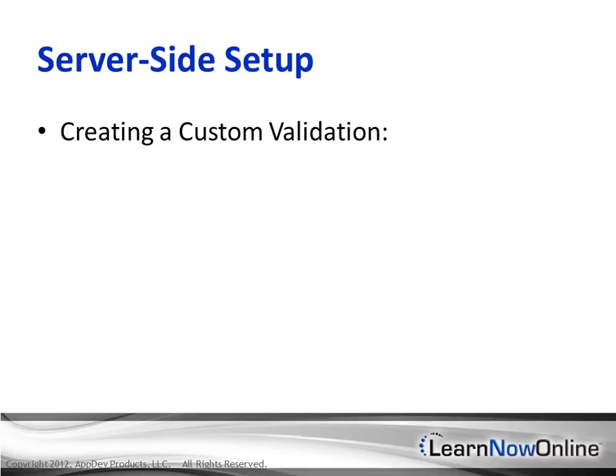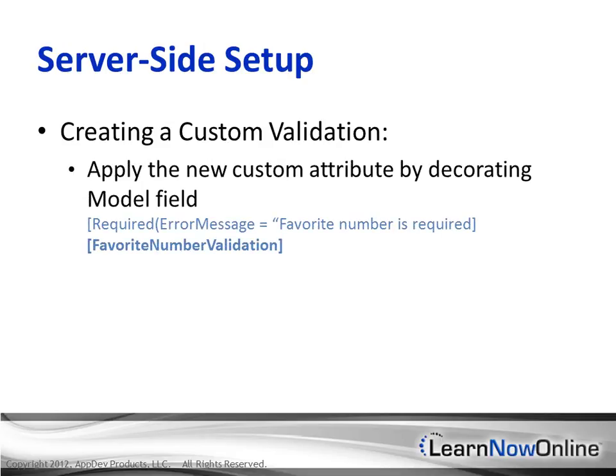So here we have the way this looks when it's all together. Here we apply the new custom attribute by decorating the model field within that. So we're decorating our favorite number model field, which is just an integer. We have the required attribute already there, with the error message saying favorite number is required. Then we have our second validation attribute of favorite number validation, which we just built. So that was an example of creating your very own custom validation within MVC4.